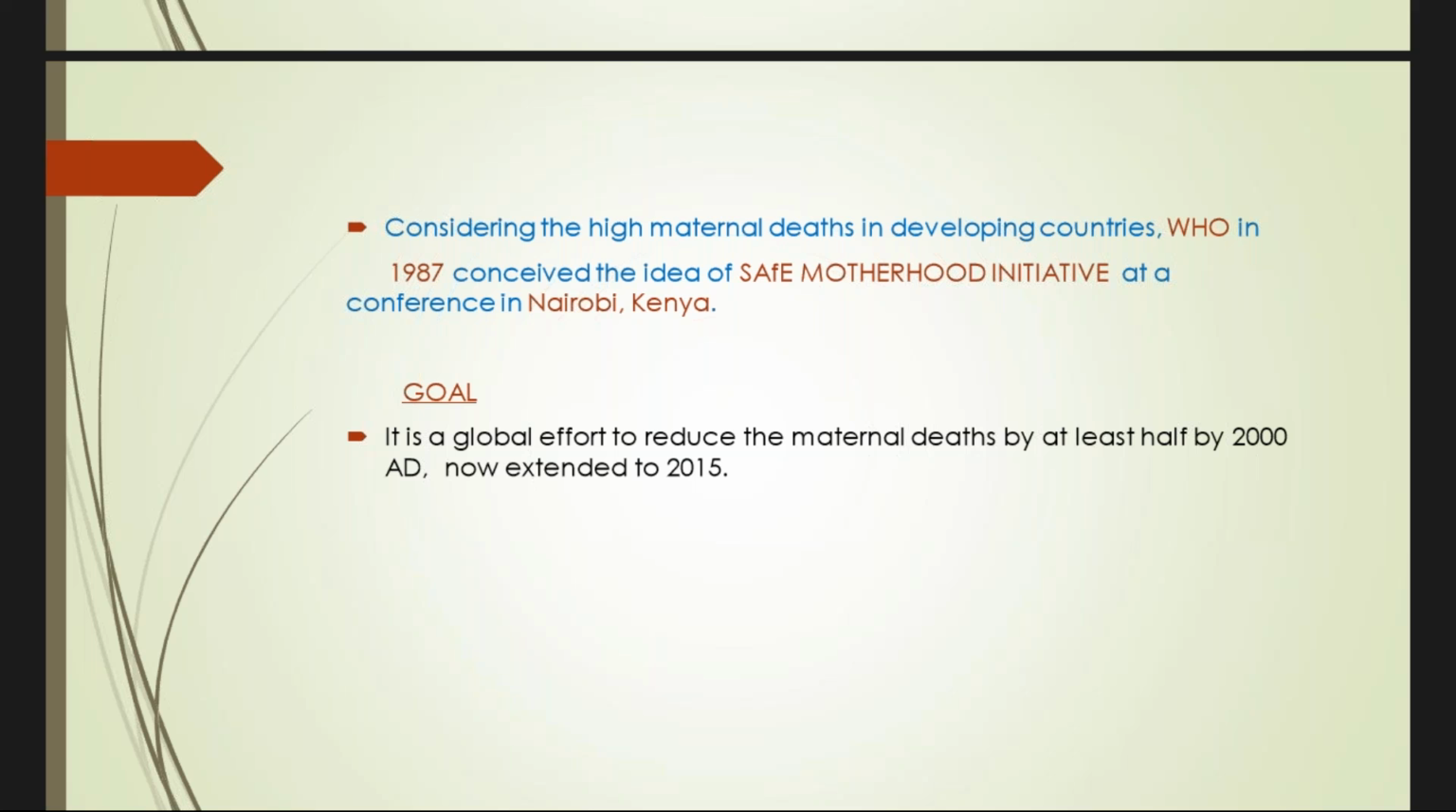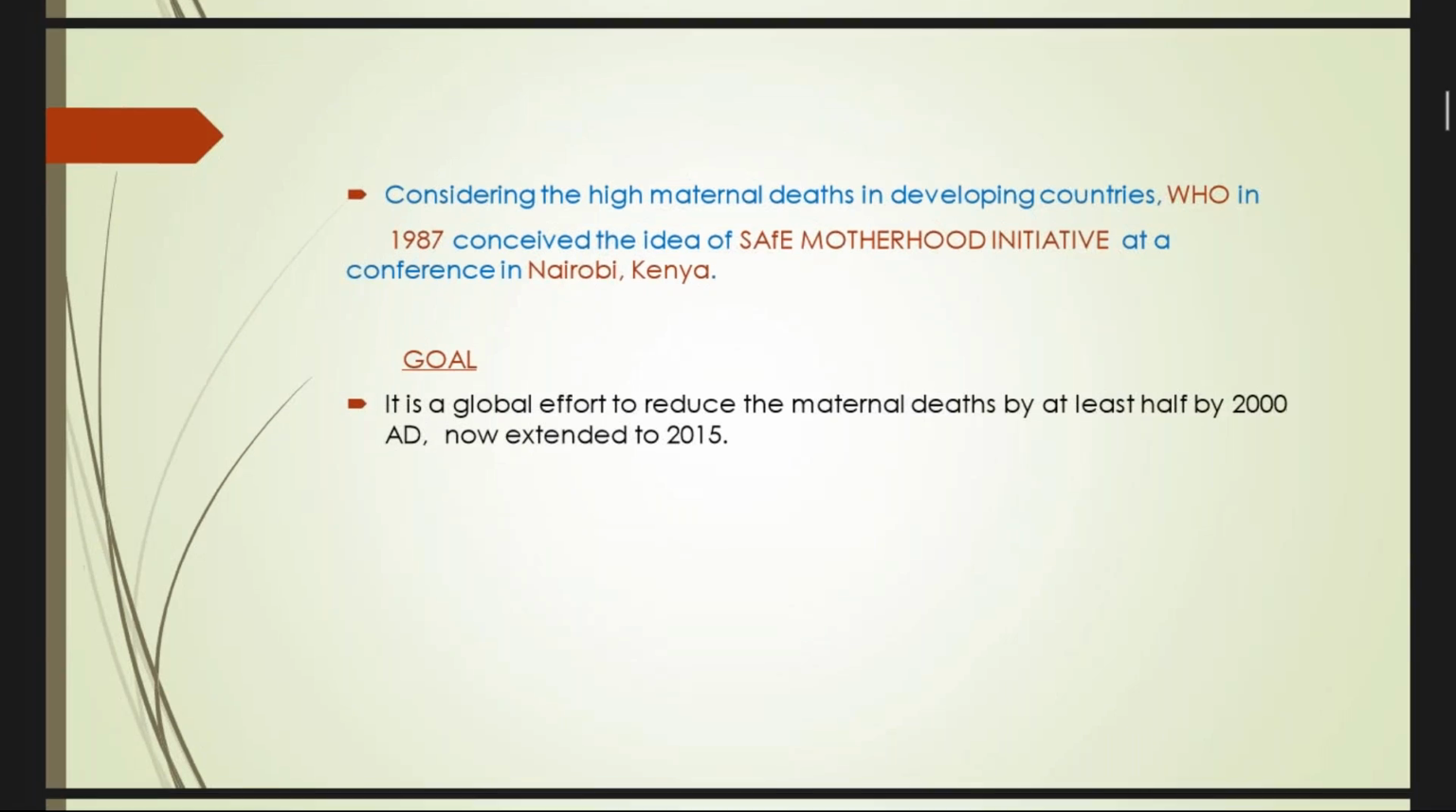And what was the goal? At that time, it was a global effort to reduce maternal mortality. What is maternal death? Anything during or because of pregnancy, or within 42 days post-pregnancy. Mortality, all these come under maternal mortality. The aim was to reduce it at least by half by 2000, and later on the goal was extended till 2015.